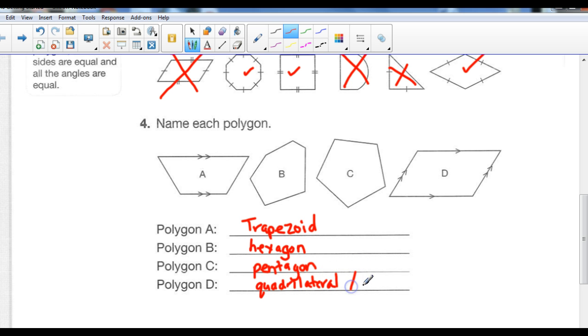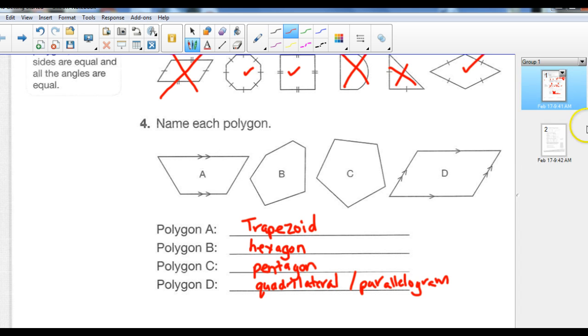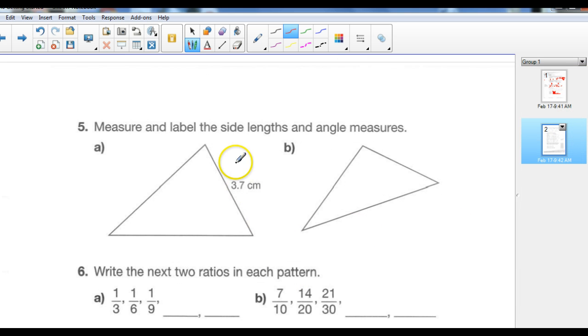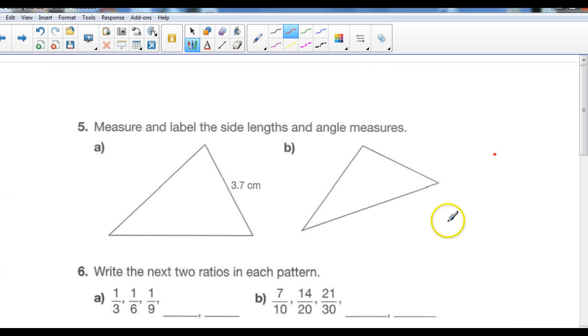Okay, or it's a parallelogram. Quad meaning 4. This side is parallel to that, and that side's parallel to that, so it's a parallelogram. Measure and label the side lengths and each angle measure. So take your ruler, take your protractor, get the length of this side here and that side there, and then you can use your protractor to calculate this angle and that angle right there.